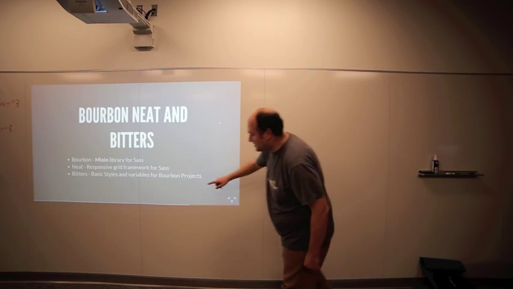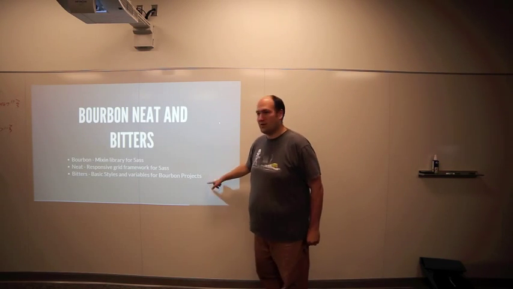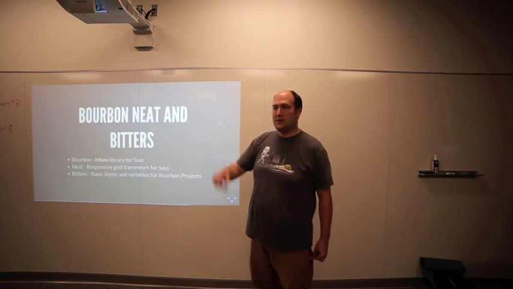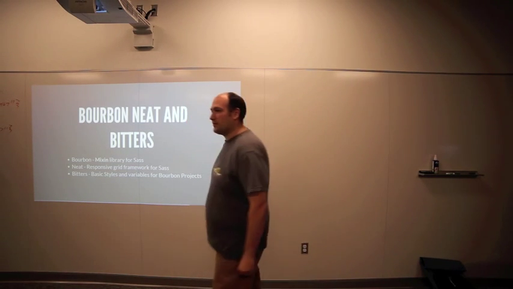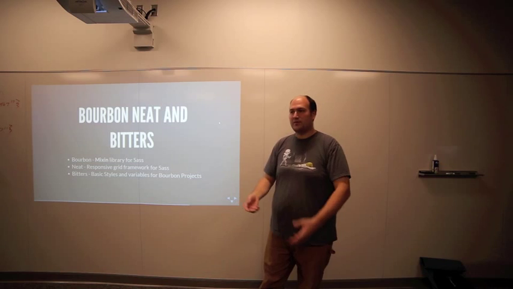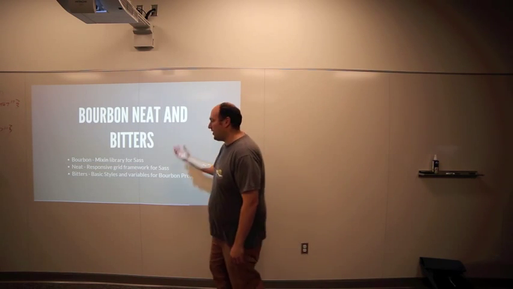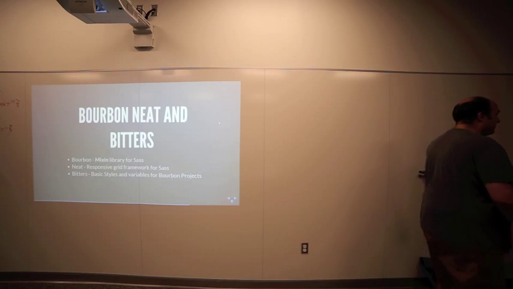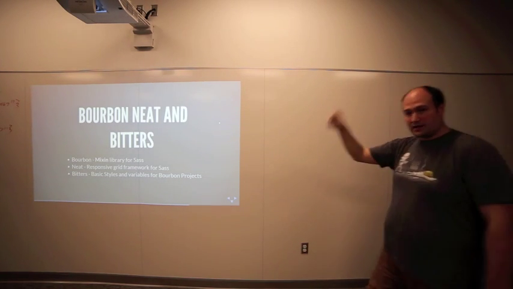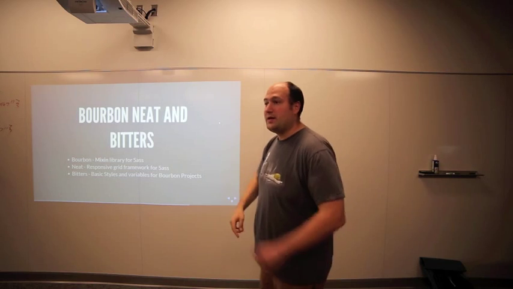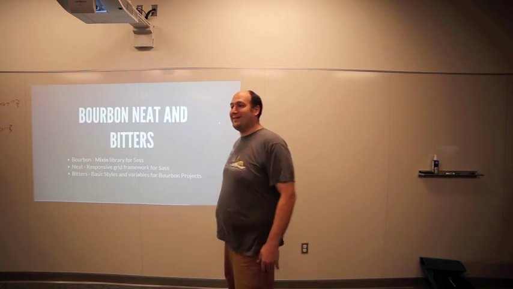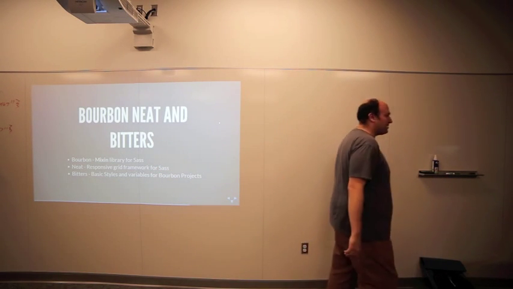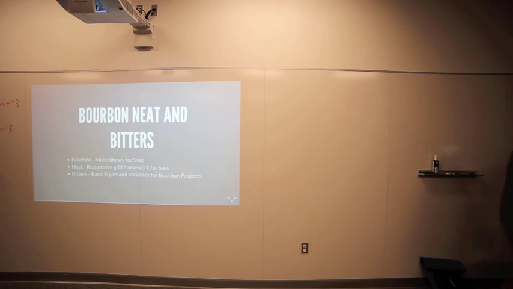So basic styles and variables for Bourbon projects is what they say, but Mel's description is much better. It provides some standard typography that helps you make beautiful things with these tools. And exactly, Bourbon and Neat provide nothing on their own. We can install Bourbon and Neat, include them in our CSS file and compile it, and nothing will be added. And that's the beauty.